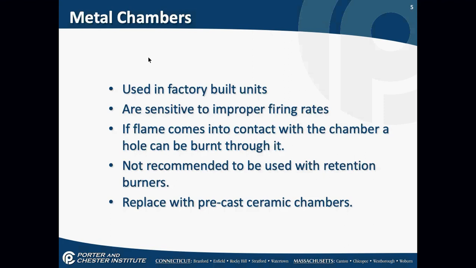Metal chambers are replaced with precast ceramic chambers. So in other words, if you're out there and a hole has burned through it, we're replacing these chambers with a precast ceramic chamber. The metal chambers were used frequently for years, but again, they become very sensitive. The metal has metal fatigue after a while and will start breaking down and disintegrating. Okay, so metal chambers are on their way out.